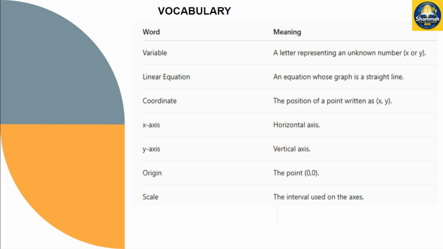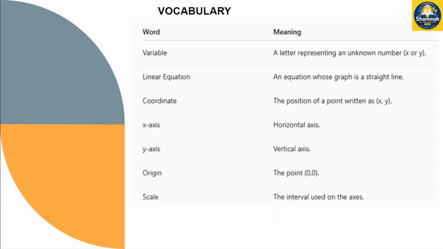First, we have variable. A variable is simply a letter representing an unknown number. You can use x, y, or z. A linear equation is simply an equation whose graph is a straight line. Coordinates. A coordinate is simply the position of a point written in brackets as (x, y). That (x, y) is what we call an ordered pair.